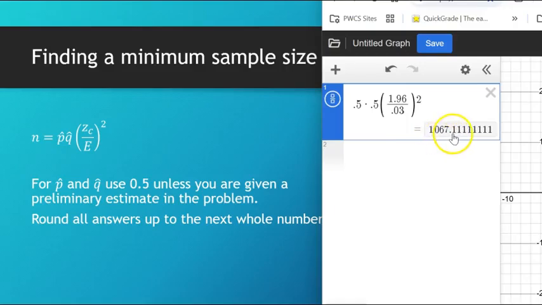So I got 1067.11111. Remember that for minimum sample size, we're always rounding up to the next whole number. So I would need a sample of 1,068 people.